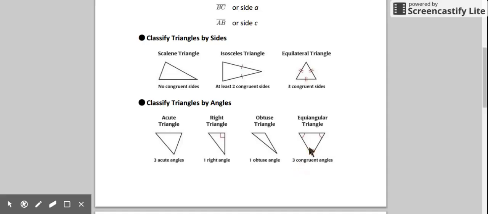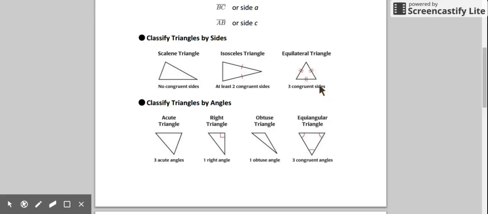If all three angles measure the exact same measurement, I have what's called an equiangular triangle. And we also know the measurements of each of those angles. If I know that my total has to be 180 and I divide it equally into three measurements, 180 divided by 3 gives me 60. So I know that each of these angles measures exactly 60 degrees in an equiangular triangle.